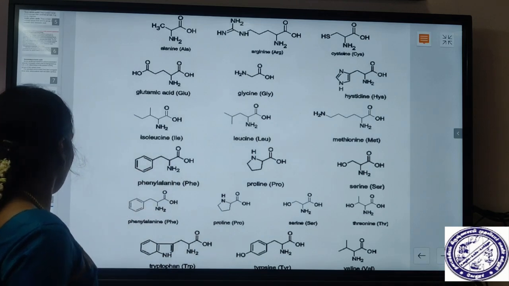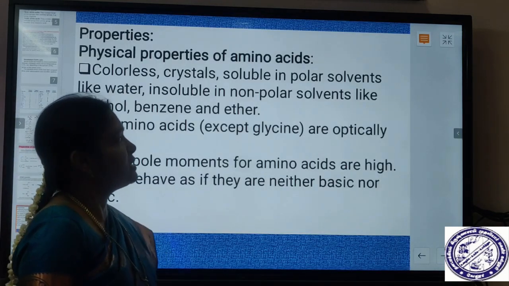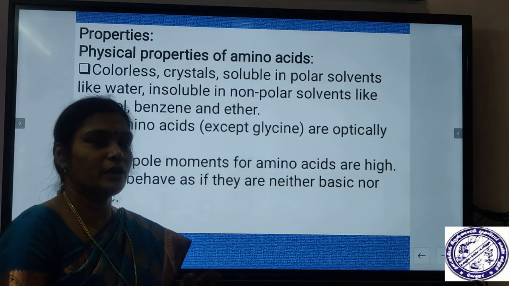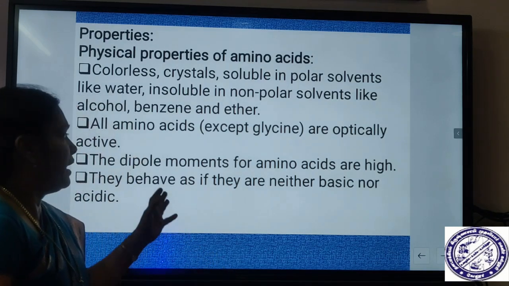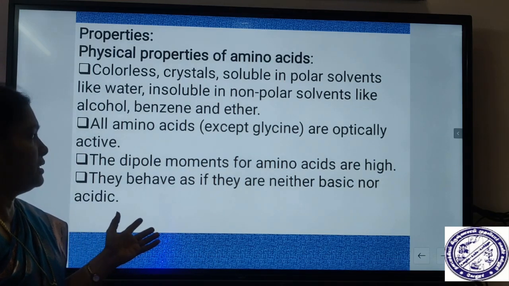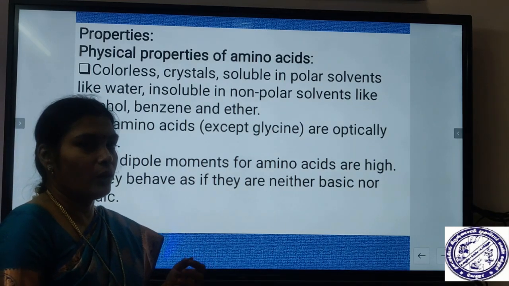When you look at the properties, all the amino acids are water soluble except glycine. All amino acids are optically active in nature, and the dipole moment for these amino acids is very high, and they are neither basic nor acidic in nature.